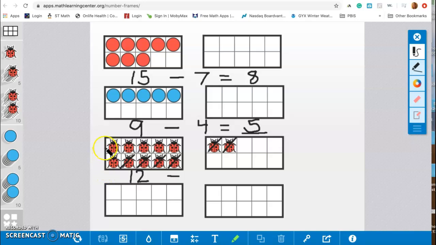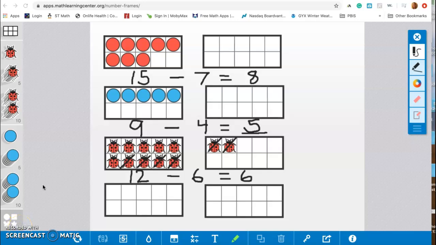Let's check how many ladybugs were left behind. 1, 2, 3, 4, 5, 6. If you said 6, we had 6 that flew away, and then we had 6 that were left behind. So 12 minus 6 equals 6.